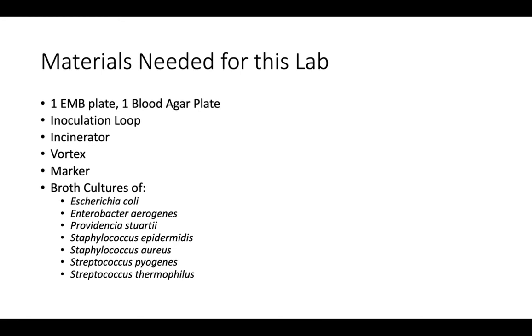All right, so the materials you need for Wednesday, you need one EMB, eosin methylene blue, plate. So remember that the E and then the MB are referring to two different dyes that are both the indicators and the selective agents. You also need one blood agar plate. So not lysed blood cells, these are whole blood cells. You need your inoculation loop, your incinerator. We're not going to use the vortex because I'm going to give you plated cultures. You're going to need your marker. And again, not broths, you're getting plate cultures. You also will need your unknowns that you streaked out yourself this time, so hopefully they're not contaminated.